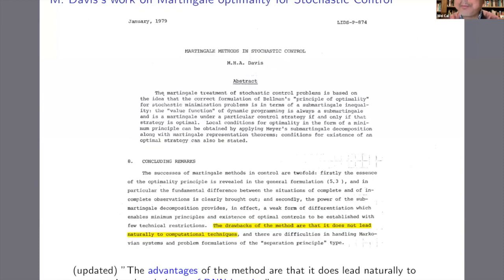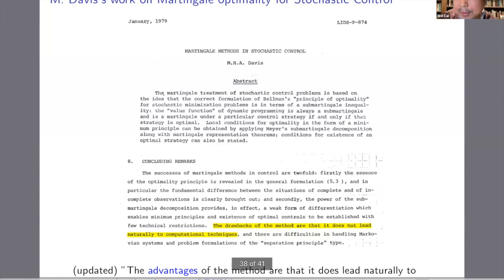Okay, I'd like to comment on one very interesting statement from Davis's original paper in '79. The title is Martingale method in stochastic control, and in the conclusion, he has one statement here.